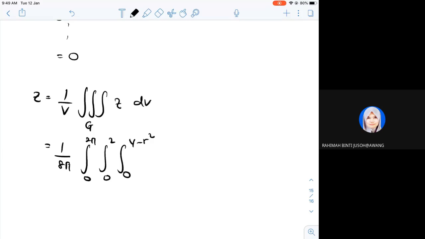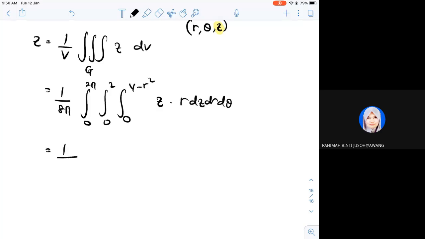Lepas tu, z jadi apa dalam cylindrical? Kalau cylindrical, kita punya ni r, theta, z kan? So z maintain lah dalam cylindrical. Kalau spherical baru z ada formula, z equals to rho cos phi. Tapi dalam cylindrical z tetap z lah. So z, okay, and then dV is multiply with r dz dr d theta. Okay, so we can calculate this.